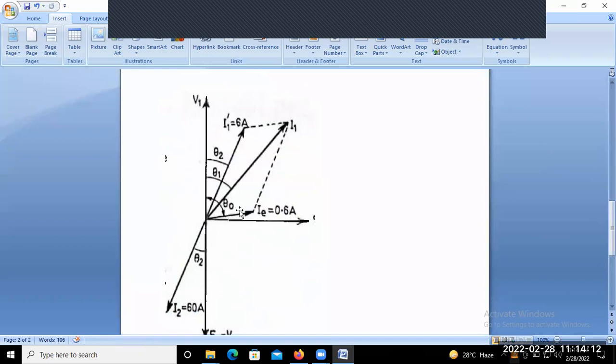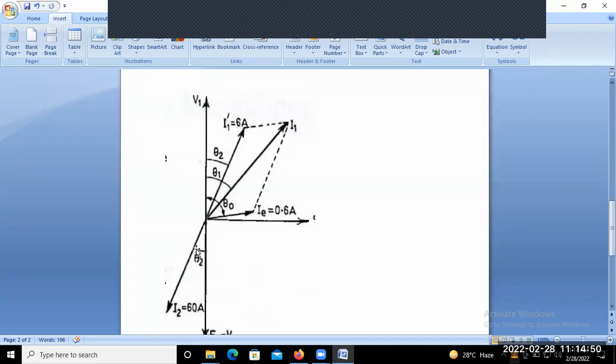So this is your exciting current, and this is your load current of the secondary side, represented by I2, that is equal to 60 ampere, and this load current is equivalent towards the primary side. So that component is drawn here, opposite to I2. That means if your secondary side is 60 ampere, the equivalent towards the primary side is how much? 6 ampere. So that is drawn in the phasor diagram opposite to this I2.